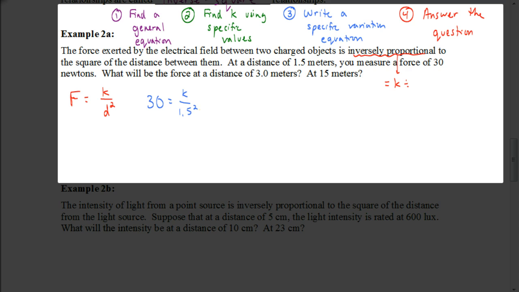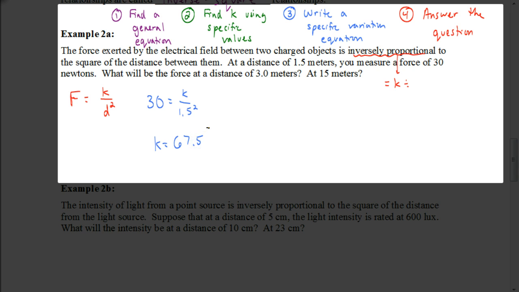Now, to find out what k is, we want to get the k by itself. What we're going to do is multiply both sides by 1.5 squared. If you wanted to, you could simplify 1.5 squared and multiply both sides by that value, but it's just going to be a big, ugly decimal. So let's just multiply both sides by 1.5 squared on your calculators, and you get your value for k then, which is 67.5.